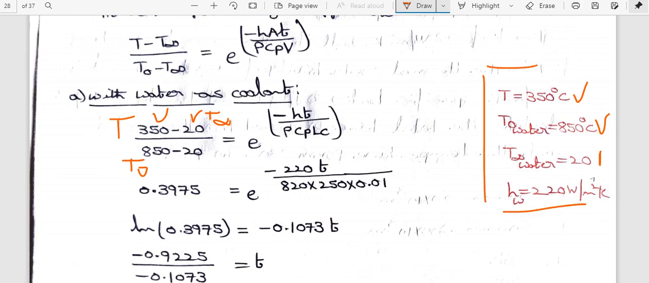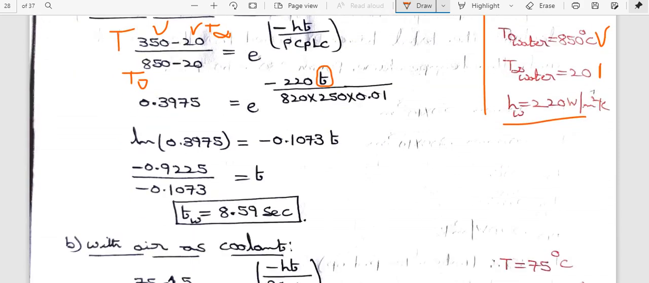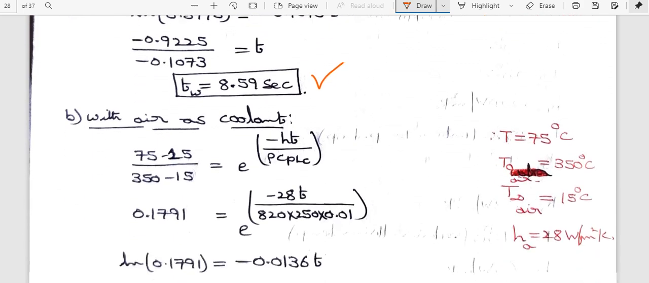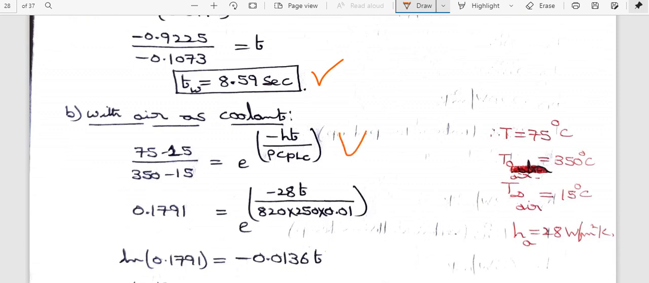So we can substitute these values. So time is the unknown parameter. After calculating these values and substituting, the water time is equal to 8.57 seconds. So now air as a coolant. So here, in the same equation, air is the coolant. So that's why I am considering T is equal to 75 and T naught is equal to 750, and the ambient temperature is equal to 15.